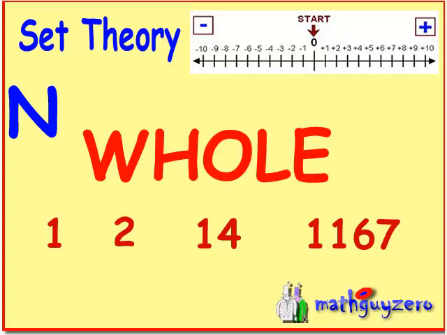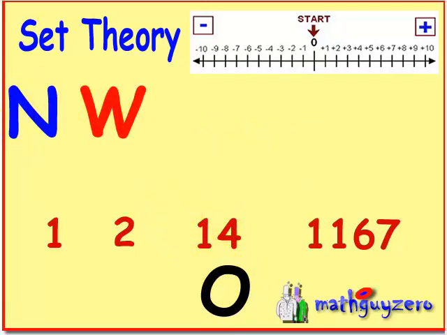The next set is whole numbers, and they contain all the natural numbers. 1, 2, 114, 167. They're just like the counting numbers with one exception. They have the number 0. Okay, so this is how you remember it. The whole numbers have a hole. That's a 0. So whole numbers have 0 plus all the natural numbers, and that's represented with the letter W.